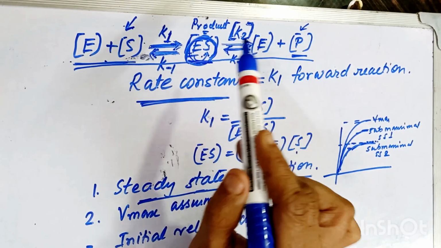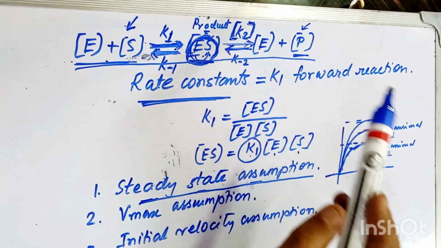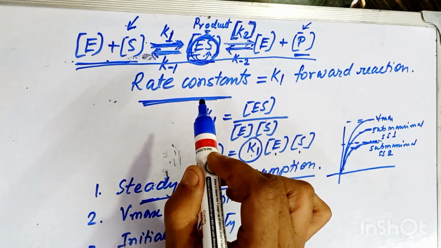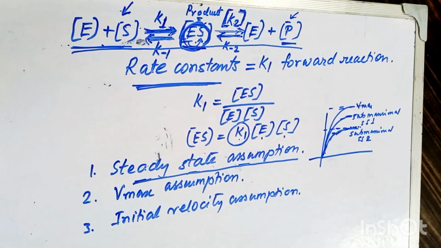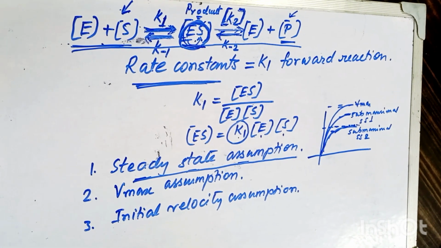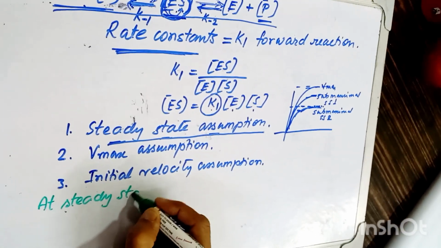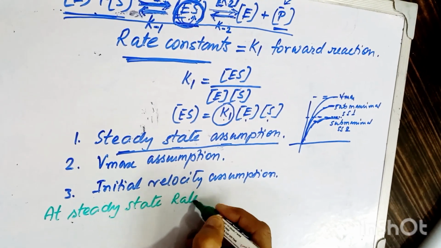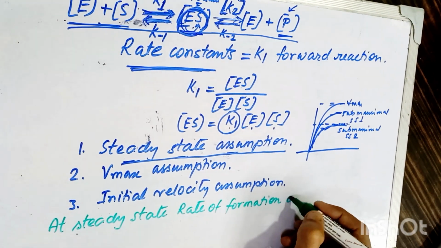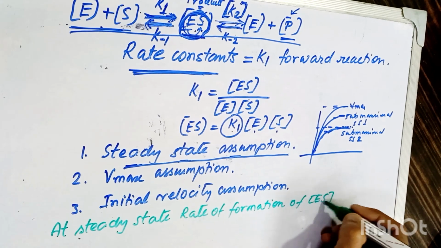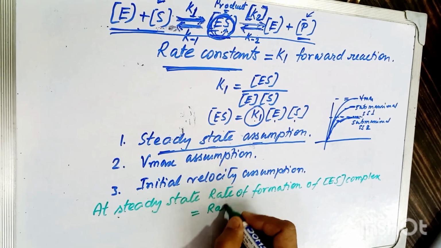And why does this molar concentration remain constant over time? Because the rate of formation of ES and the rate of breakdown of ES are equal. So I write the steady state assumption as: at steady state, the rate of formation of ES complex is equal to the rate of breakdown of ES complex.